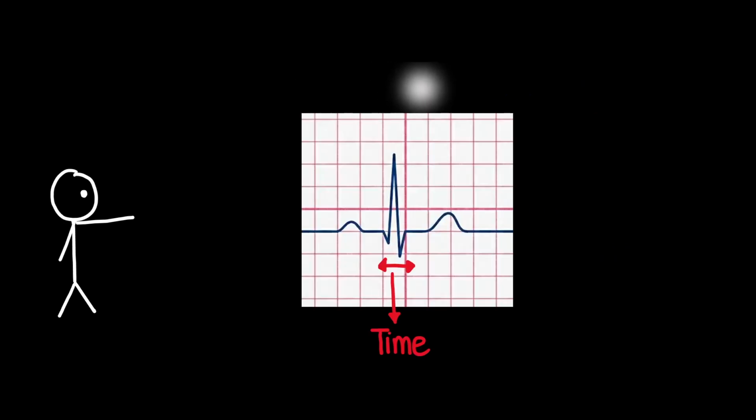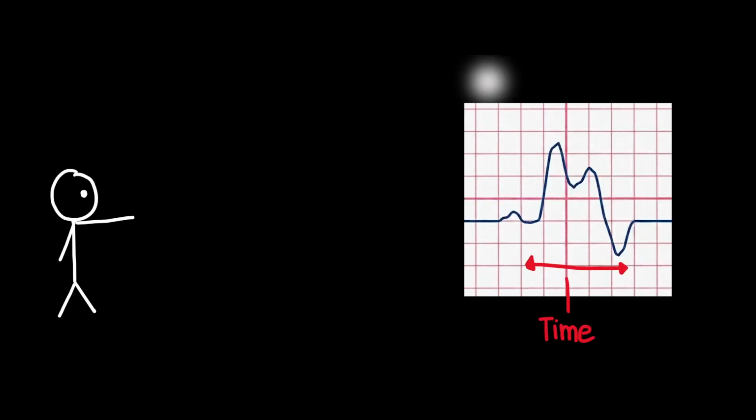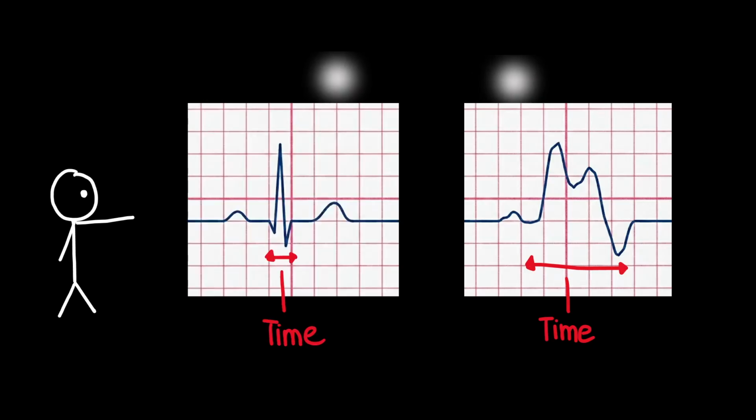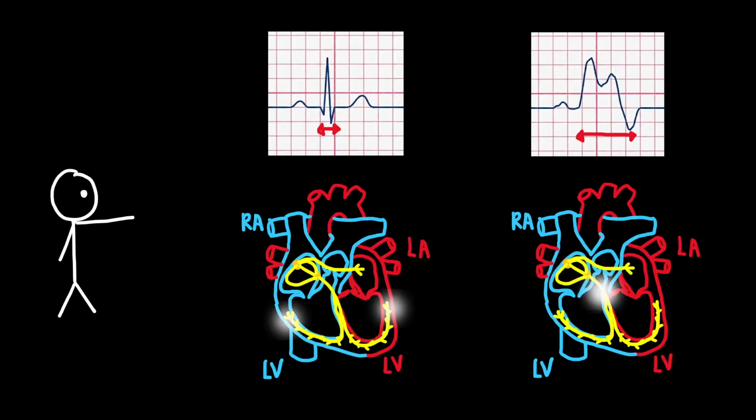So when you look at a wave and measure how wide it is, you are measuring time. How long that electrical event took to travel. A wide wave means slow conduction. The electricity moved slowly through the tissue. A narrow wave means fast conduction. Electricity moved faster through the tissue. Therefore, width is about the speed of conduction.